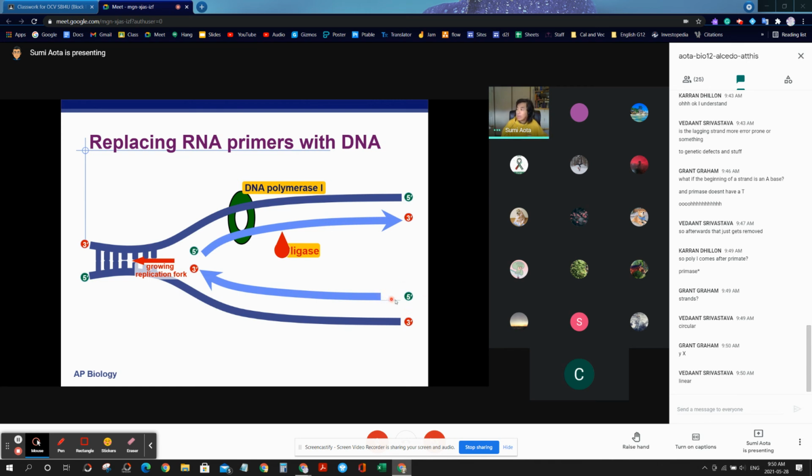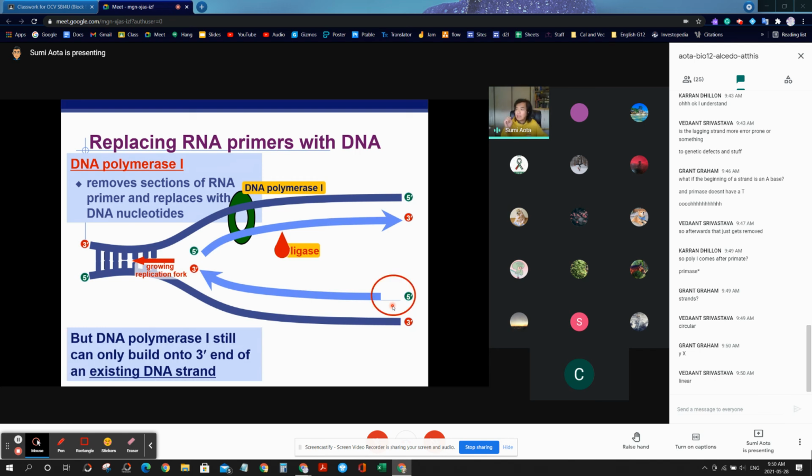see what happened here? The RNA primer was removed. DNA poly 1 removes sections of RNA primer and replaces it with DNA nucleotides, except at the very end of a linear chromosome, at the 5' end. It can't do that, because DNA poly 1, like any other polymerase, only builds onto the 3' end of an existing strand. It has no way of attaching nucleotides here because this is a 5' end.